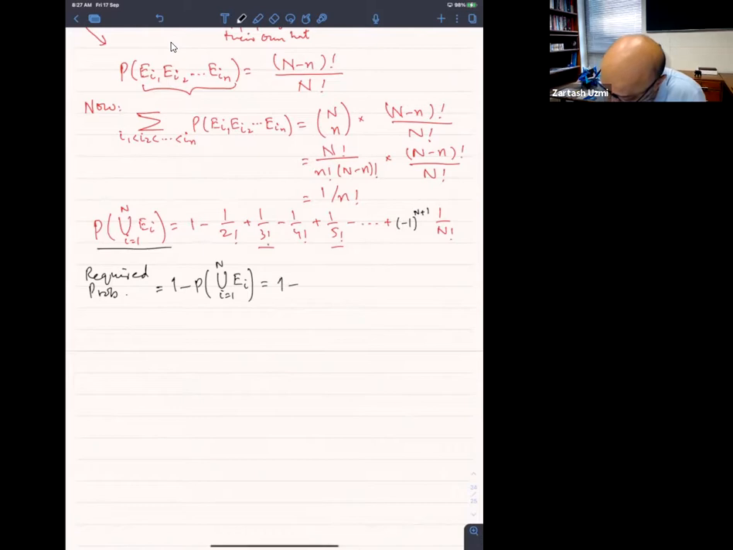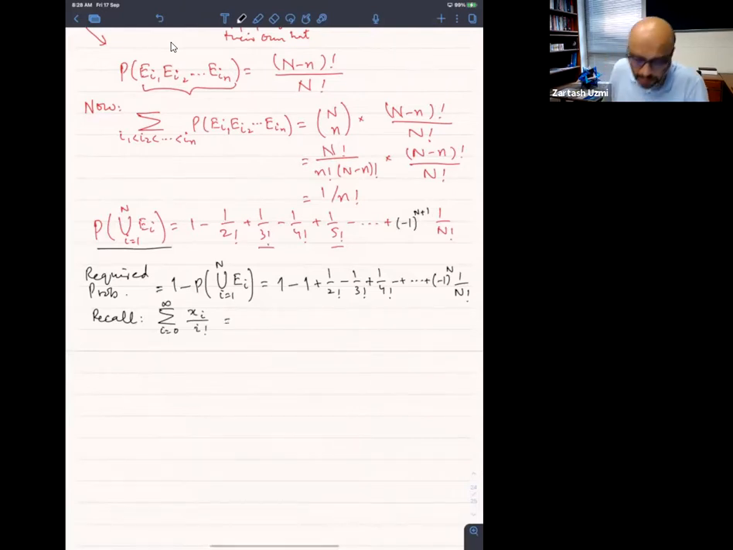1 minus, अब देखें यहाँ पे इनके सबके साइंस फ्लिप हो जाएंगे: 1 plus 1 over 2 factorial minus 1 over 3 factorial plus 1 over 4 factorial minus plus and so on, और ये आखिरी वाले का भी साइन चेंज हो जाएगा। साइन चेंज में सिर्फ इसकी पावर को n कर दिया हमने, 1 over n factorial. Now recall summation i equals 0 to infinity x^i over i factorial.